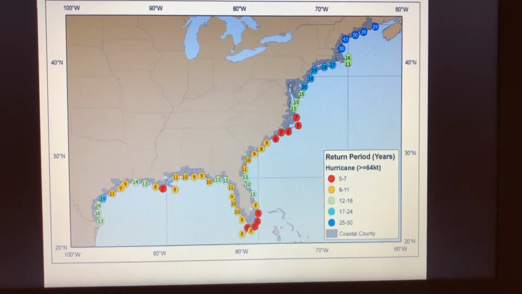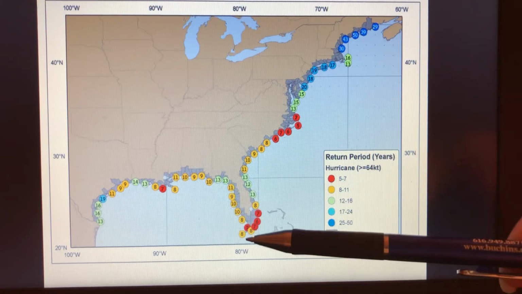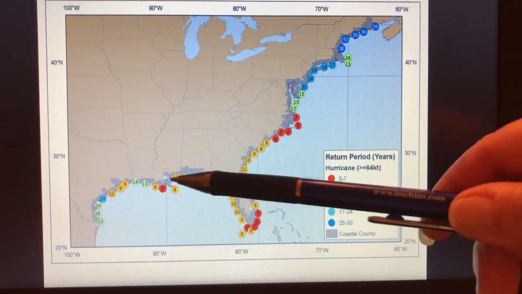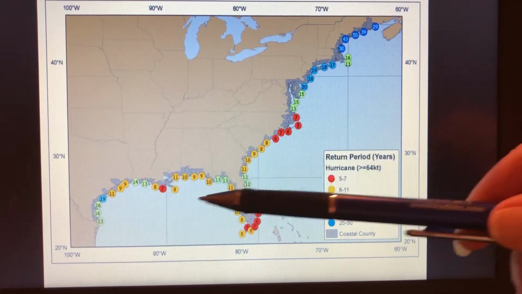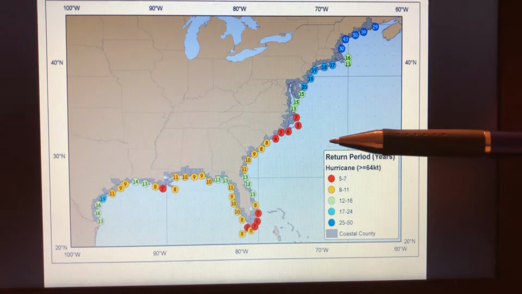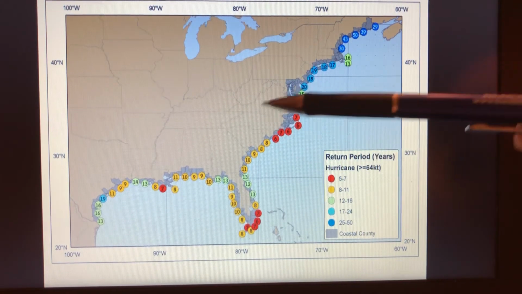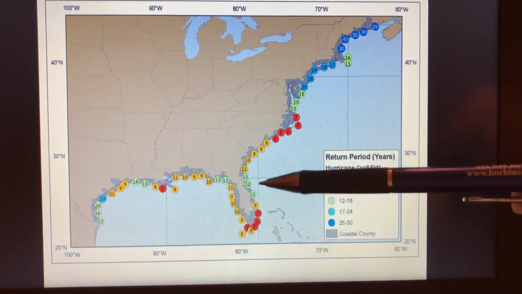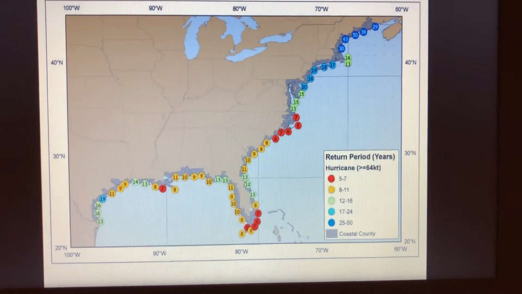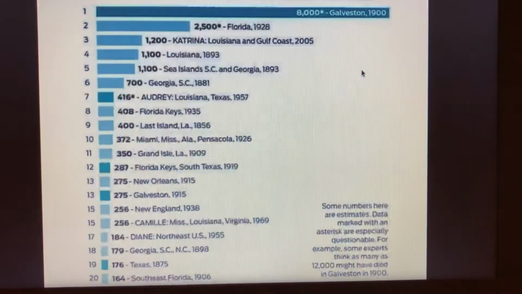Now, we've already looked at this map before, and you can see anything in red are high hit areas. This is the Gulf of Mexico. This is the Atlantic. This is where most hurricanes hit. So here's the Carolinas. This is Florida. This is Louisiana. This is Texas. This is where most of the hurricanes hit in the United States.